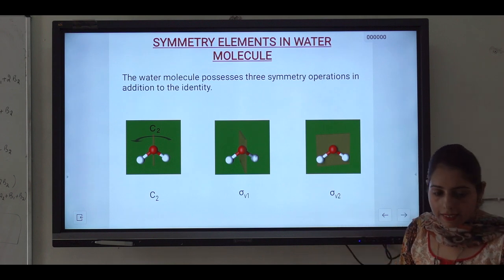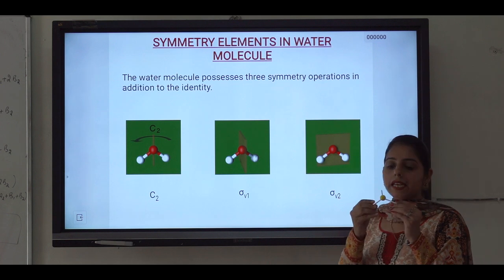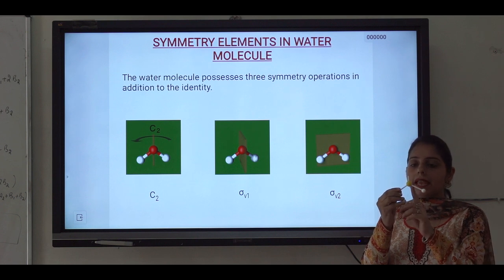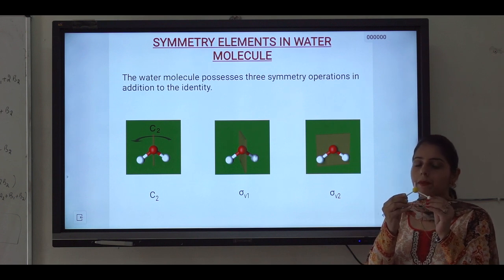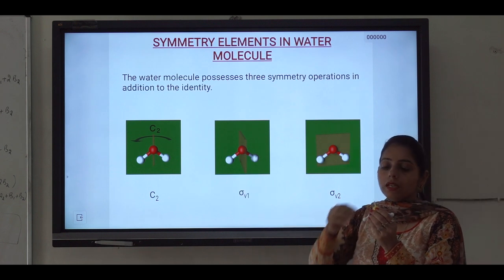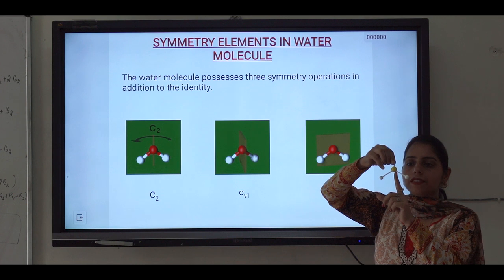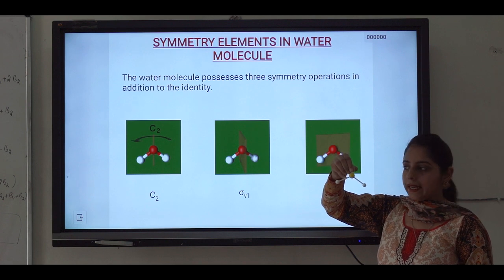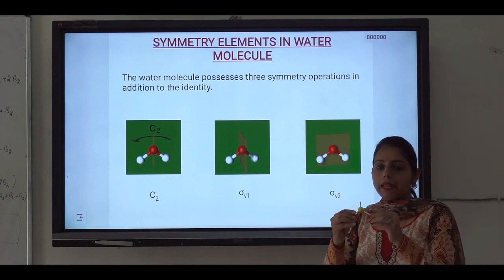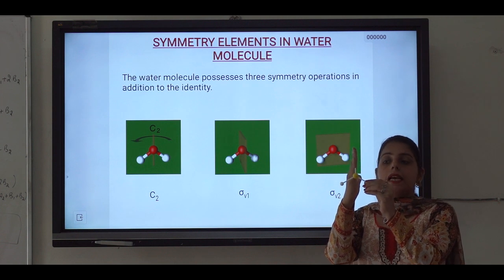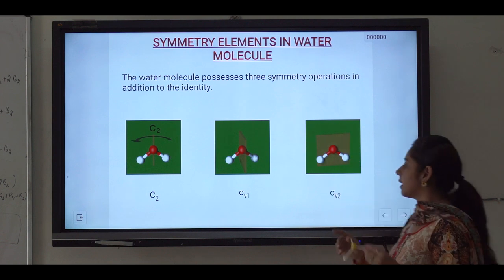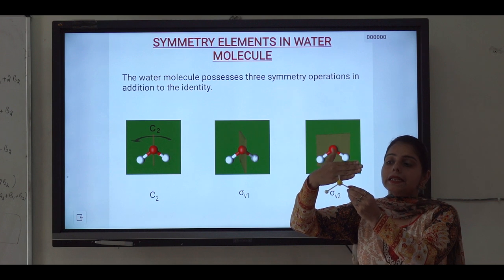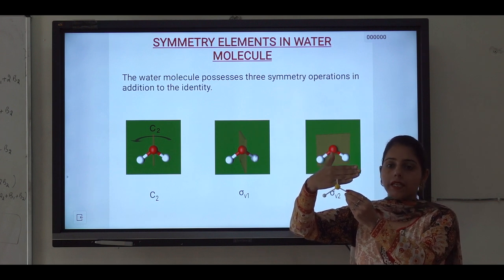Let us again discuss these symmetry operations using a ball and stick model of the water molecule. This is the ball and stick model of the water molecule. The yellow ball represents oxygen and these 2 white balls represent hydrogen. First one, C2. This is an imaginary axis that passes through the center of oxygen and rotates the water molecule by an angle of 180 degrees. Second one, plane. This plane again passes through the center of oxygen and exchanges these 2 hydrogen atoms. And the last one, sigma V2, passes through the center of the whole water molecule, meaning this plane is parallel to the plane of the molecule.